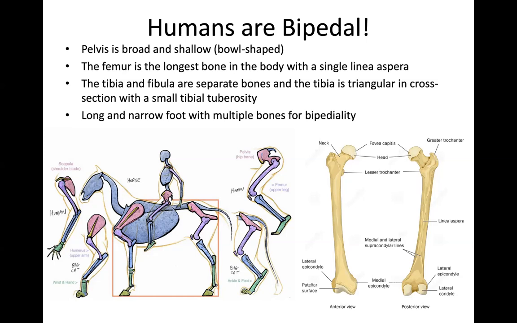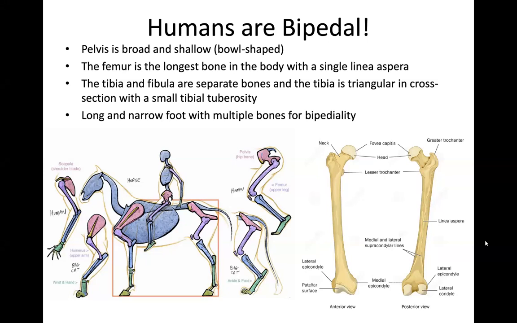Okay. For us, our pelvis tends to be very broad and shallow, meaning it's not that high. Okay. So here you can see on the pelvis here, it's not super high from point A to point B, but if you would look at it from the front or the back, you would see that it's actually rather wide. Our femur is the longest bone in our body, and it has a single linea aspera, which is right here on the back of the femur. Sometimes it's kind of broad with a bit of a ridge, and this is for all of the muscle attachments because we're such great walkers.